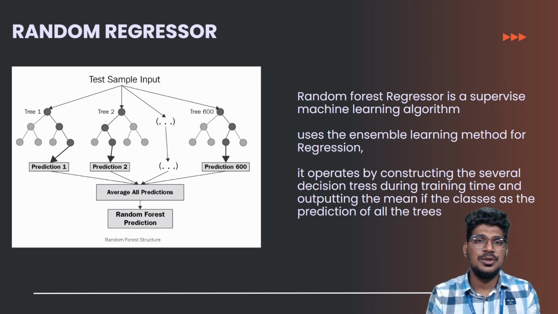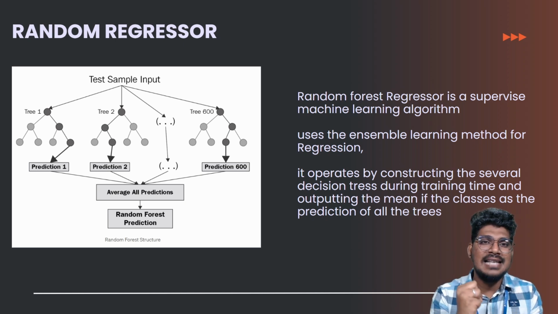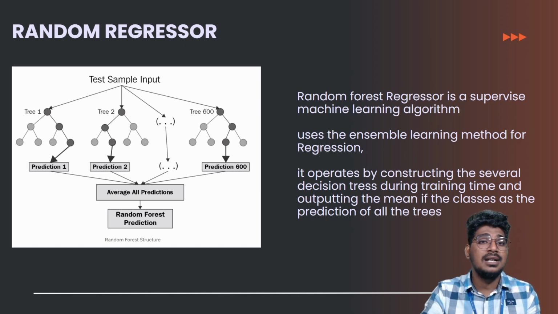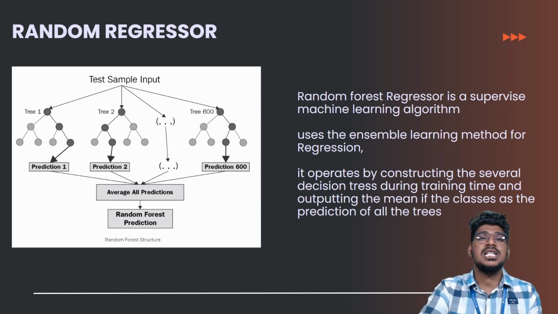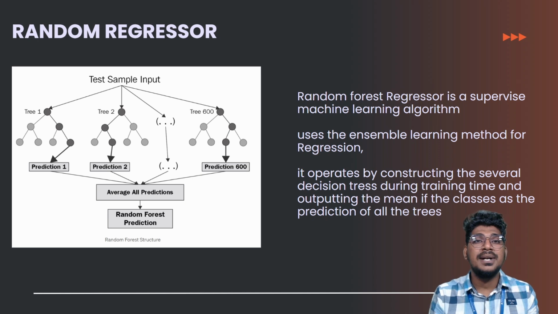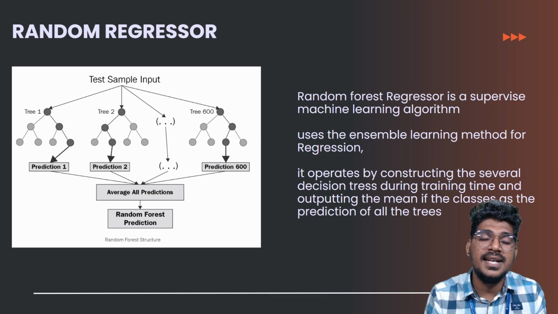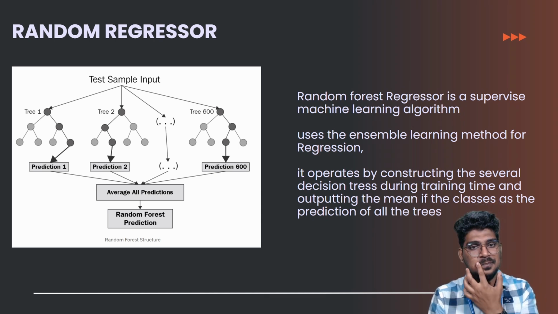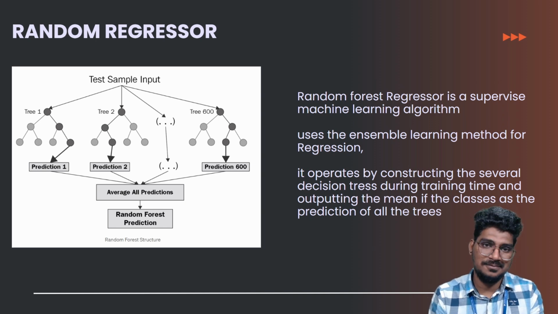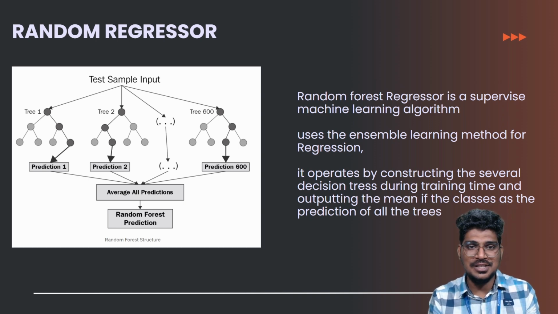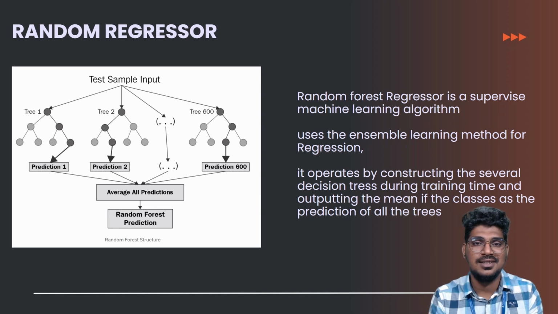Hope you guys understood. In a single line: you have the data, we select samples randomly and apply multiple decision trees. Each decision tree gives one particular prediction. Then we take all the prediction values and calculate the average, which gives the result, the prediction value. This is the way random forest regression works. Hope you guys understood this process of random forest regression.